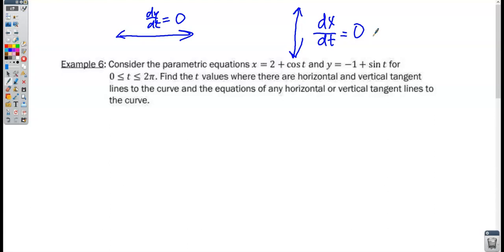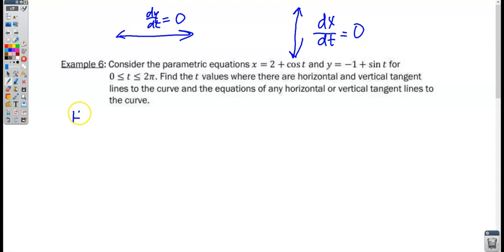Now, what happens if they're both 0? We mentioned earlier that that is indicative of a non-smooth point on the curve, but to decide whether there's a vertical or a horizontal tangent line there, we're going to actually have to investigate more. That makes this a little challenging, and we're not going to do this in this particular example. So let's go ahead and find these horizontal and vertical tangent lines.